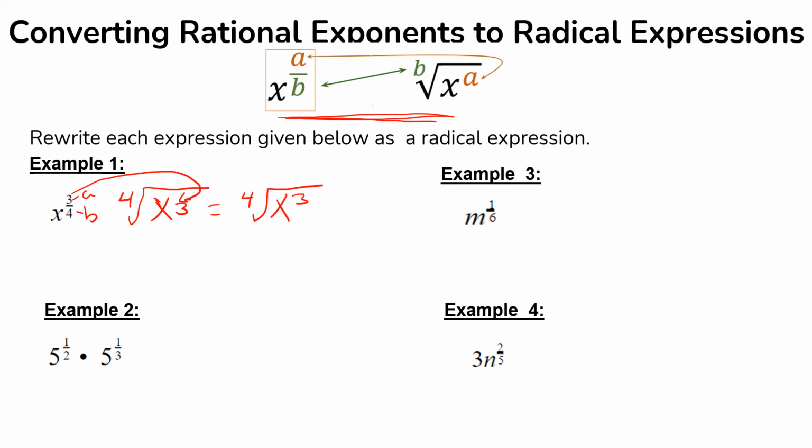If we look at example 2, we have 5 to the 1/2 times 5 to the 1/3 power. So we first want to combine since we have the same base, and you have to remember your exponent rules. Since we're multiplying and we have the same base, we want to add our exponents. So that is your exponent rule.